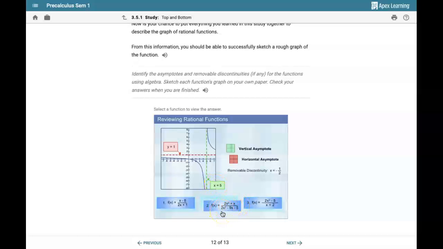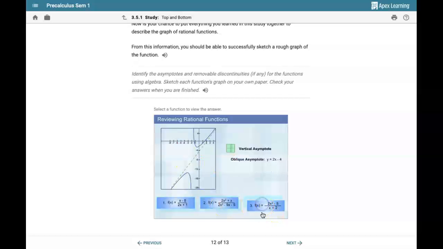And then I also have this removable discontinuity at x equals -1/2. The reason is that I've got x squared, so I have to be careful, because at x equals -1/2, this is also going to make the bottom expression equal to 0. So if you look at the graph at x equals -1/2 and zoom in there, you should see a very small open hole.